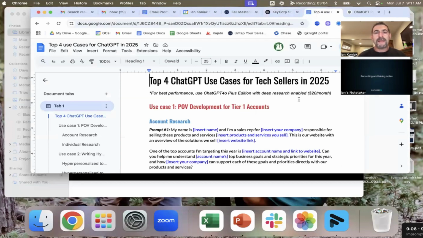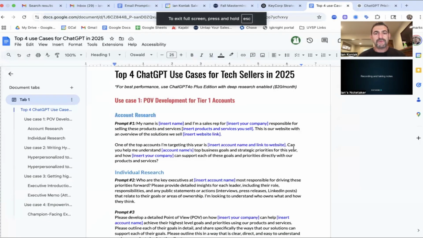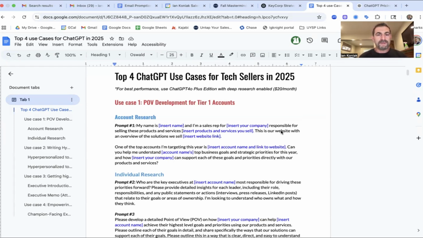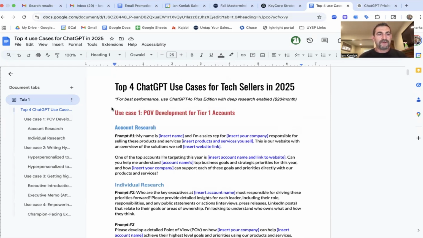the prompt. I built these prompts specifically to show you exactly how to do a point of view. This used to take me a couple of weeks. Now it takes me about 10, 15 minutes. When you do the ChatGPT research, it takes about 10 or 15 minutes to run the full research. So this is the first use case.